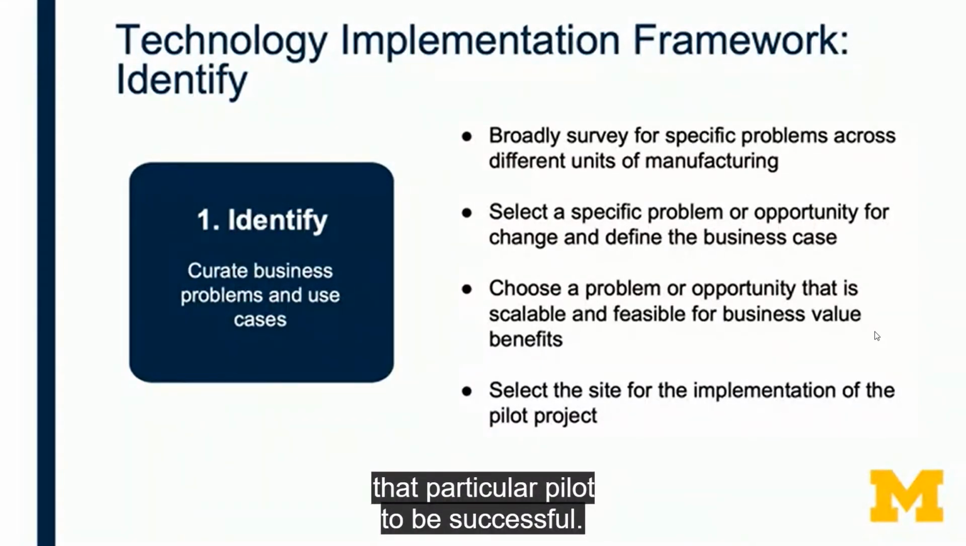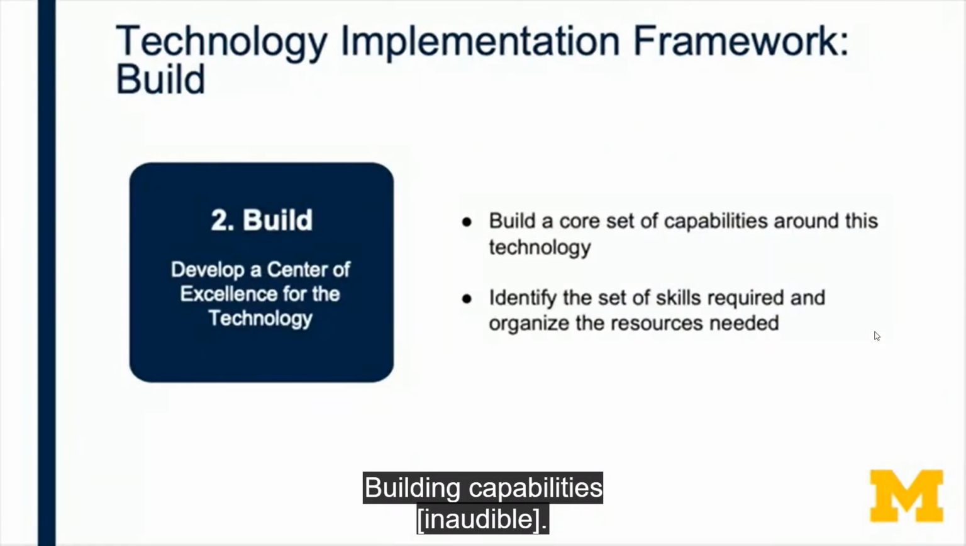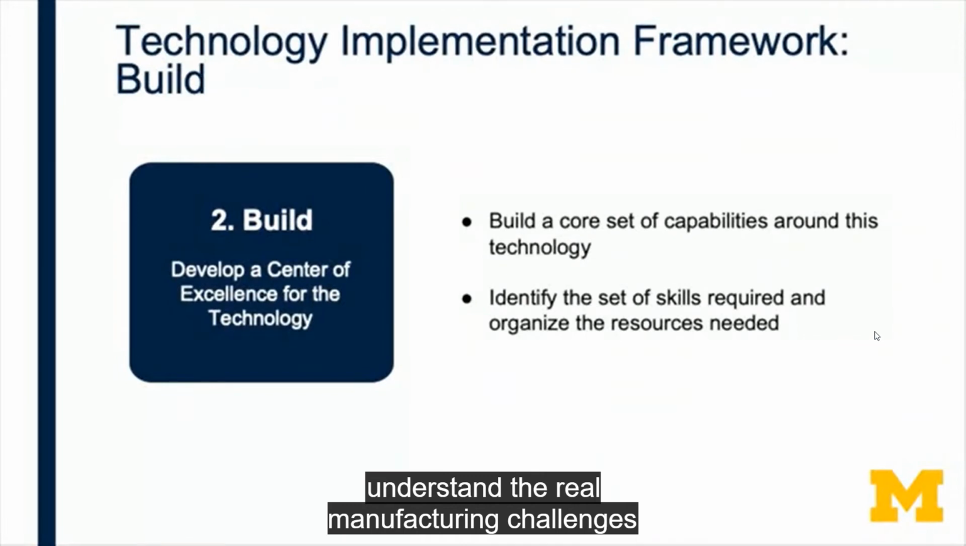Building capabilities is the second step. Companies need to see this IIoT application capability not as a piecemeal part of each project, but they need to understand the set of capabilities that are required, whether it is hardware, software capabilities, or the ability of the talent to understand the real manufacturing challenges and opportunities for improvement. All these things come together.